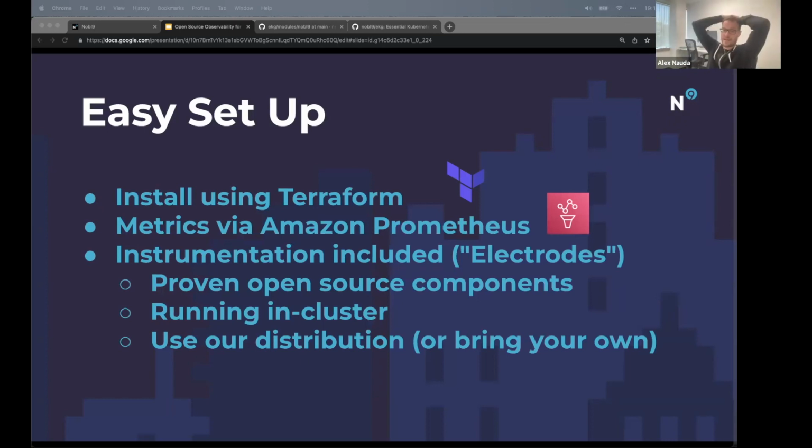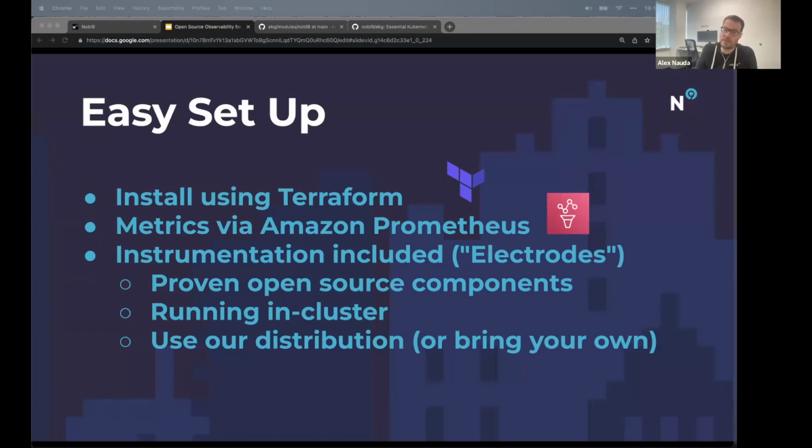How do we make it easy to set up? EKG is all Terraform in this version. It's Terraform and it's Prometheus based. If you don't have an existing Prometheus, EKG will stand up an Amazon managed Prometheus for you.